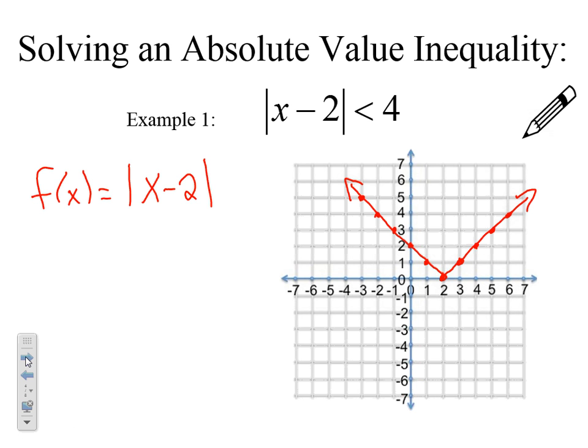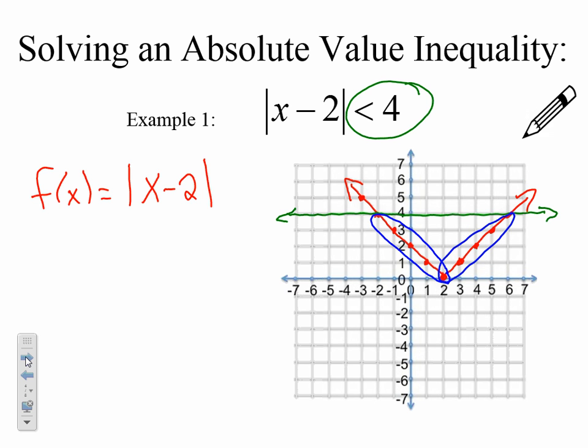Now, I'm going to bring in this less than 4 part. If I come here, I'm going to go to the y at 4. It's right here. What I'm looking at is what's less than, so what's below the line. And all of this and all of this is what is below the line. So if we look at this, I'm going from negative 2 to 6. So x has to be greater than negative 2, and x has to be less than 6.